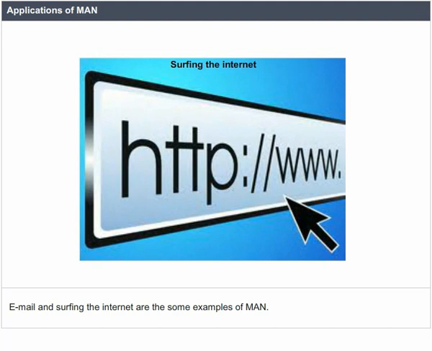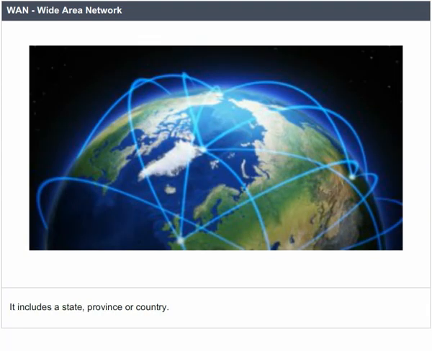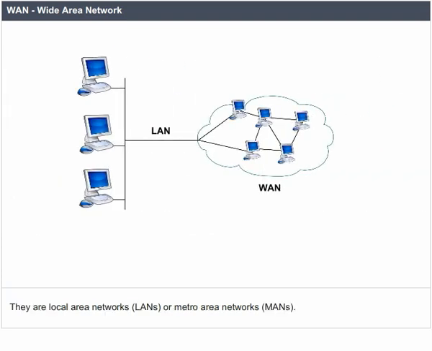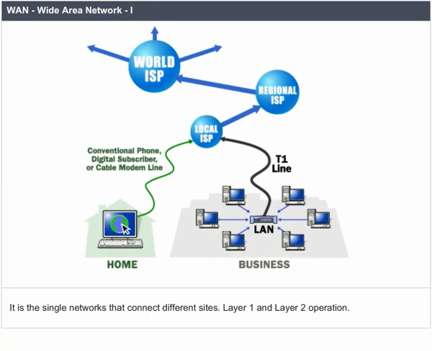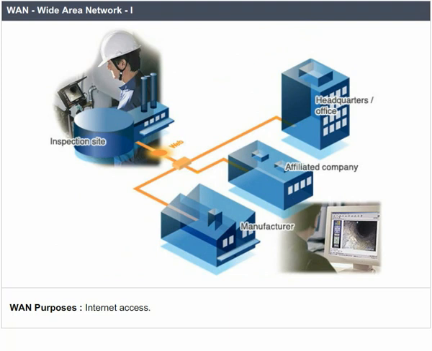WAN, Wide Area Network. A wide area network spans a large geographic area. It includes a state, province, or country. WANs often connect multiple smaller networks, such as local area networks or metro area networks. It is a single network that connects different sites, Layer 1 and Layer 2 operation. Purposes of WAN: Internet access, link sites within the same corporation, provide remote access to individuals who are off-site.